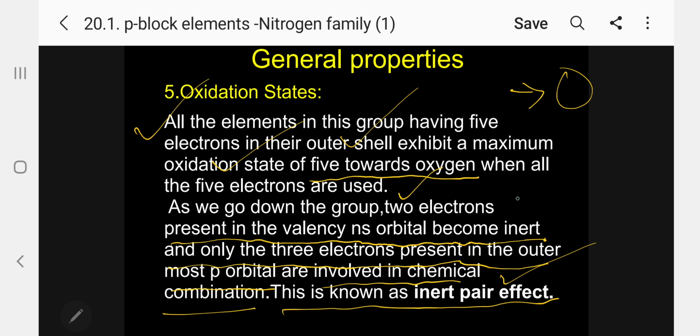Generally we give ns2 np6 as the general configuration for p block elements. Under the p block, this is nitrogen, the 15th group, as we have seen already. Here the ns2 is completely filled, so it is chemically inert and not involved in chemical bonding. Only the np3 in ns2 np3 is involved in chemical bonding. So the valency or oxidation state of 5 is shown only in the presence of nitrogen and oxygen, whereas in other cases it shows only 3. This effect is called the inert pair effect.